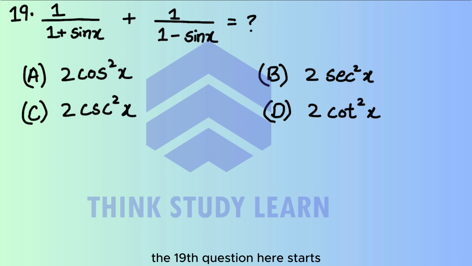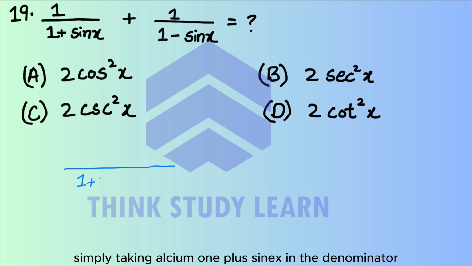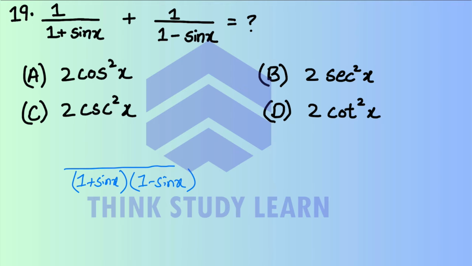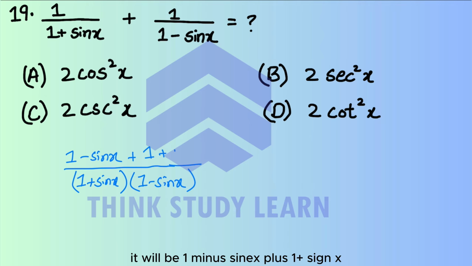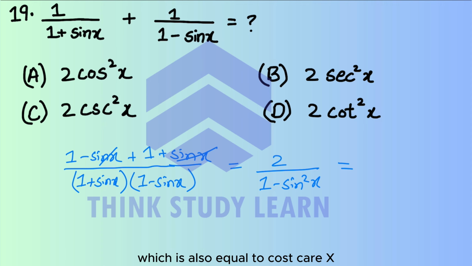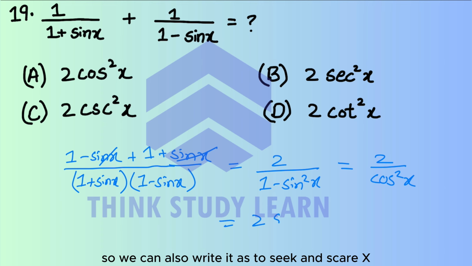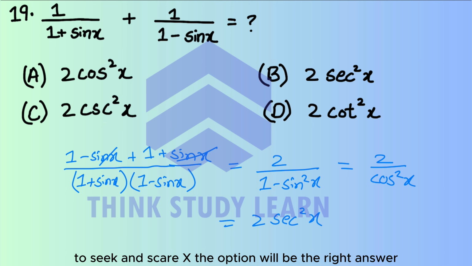The 19th question here states simplify 1 over 1 plus sine x plus 1 over 1 minus sine x. So simply taking LCM, 1 plus sine x in the denominator and 1 minus sine x. In the numerator, it will be 1 minus sine x plus 1 plus sine x. These will cancel out and we will get 2 over 1 minus sine square x, which is also equal to cos square x. So we can also write it as 2 secant square x, because 1 over cos square x will be equal to 2 secant square x. B option will be the right answer.